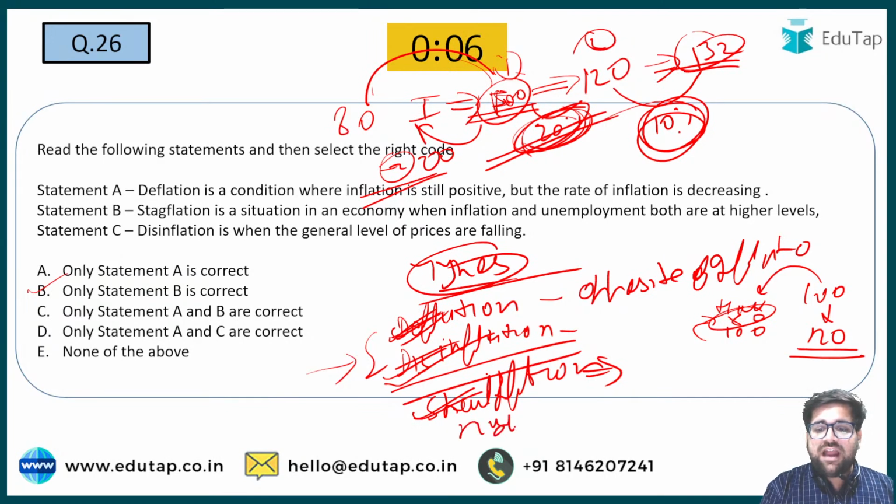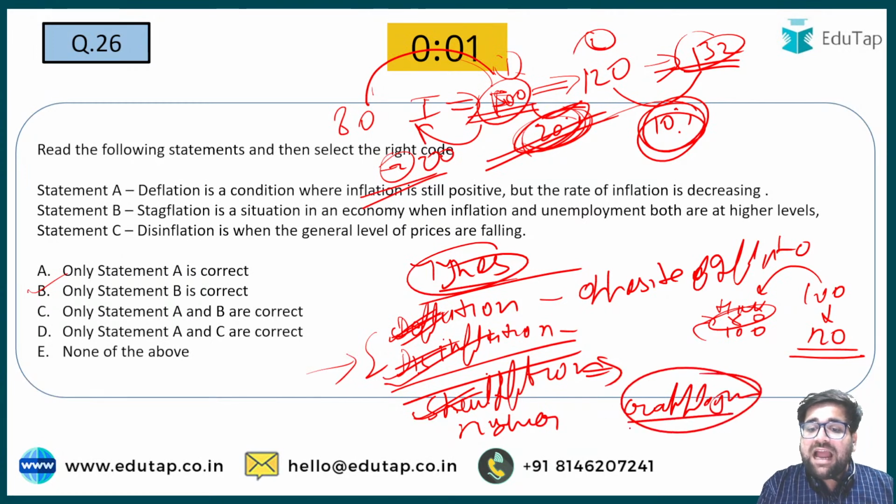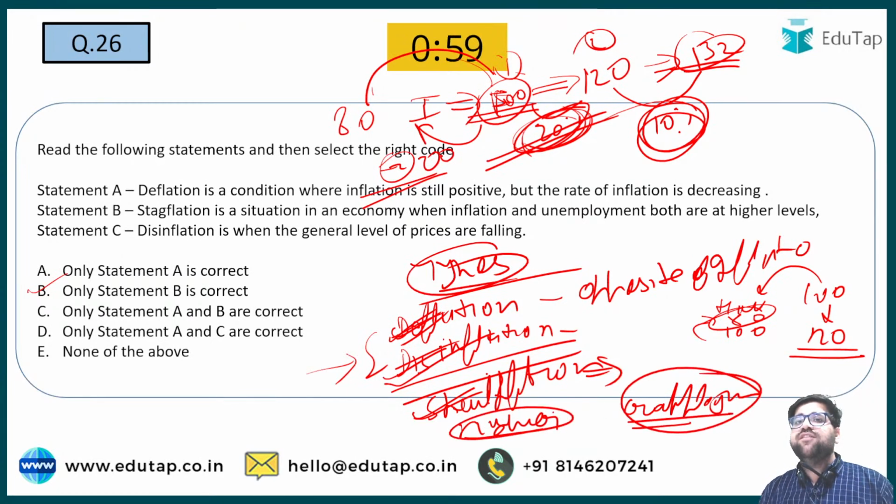Also, there is a concept of hyperinflation and galloping inflation. Maximum people also don't know the difference. Hyperinflation means that in a short period of time, the prices zoom up.